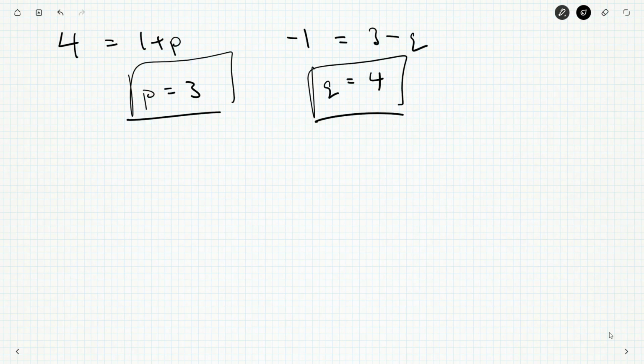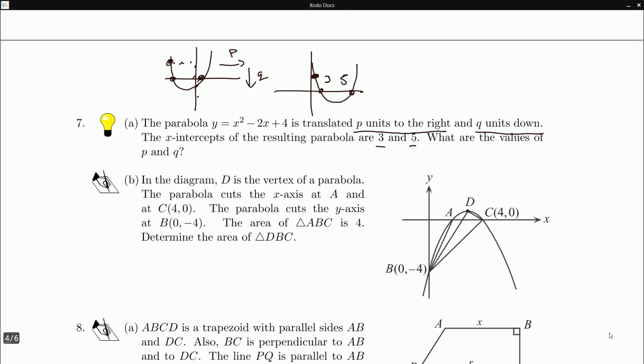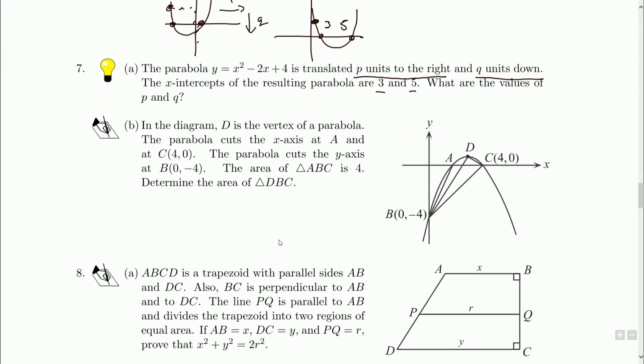And that's all there is to it. Okay, so that was 7a. What can we do for 7b? Looks like we have another parabola. In the diagram, D is the vertex of the parabola.